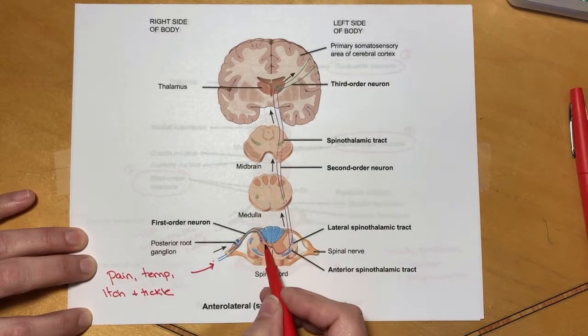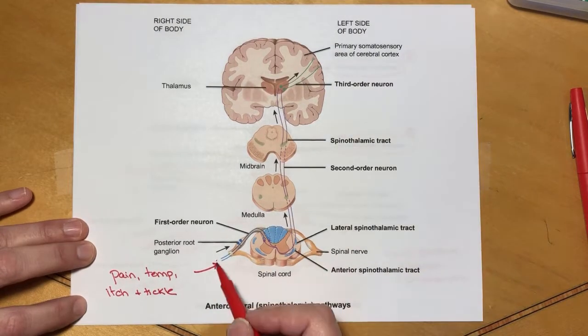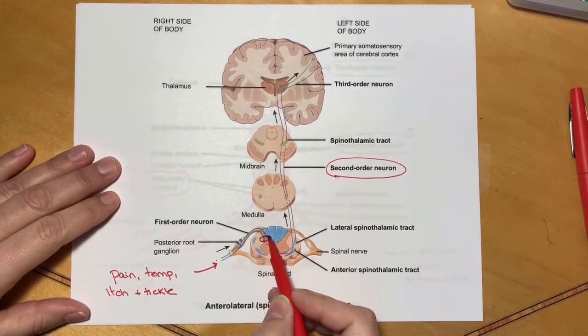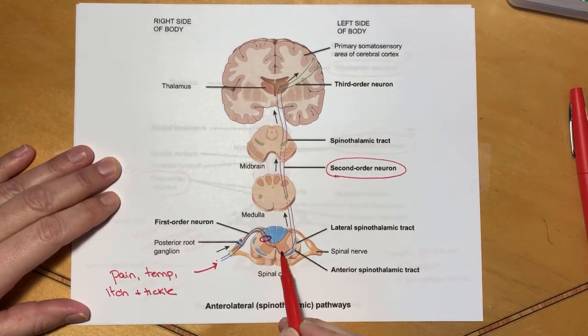Our second order neuron is going to start right there in the spinal cord segment. So the first order neuron isn't as long as in the posterior column medial lemniscus pathway. The first order neurons are going to synapse with second order neurons, which are going to decussate right there. They're going to go through the gray commissure at that particular spinal segment.